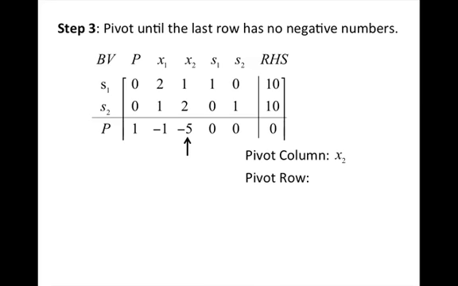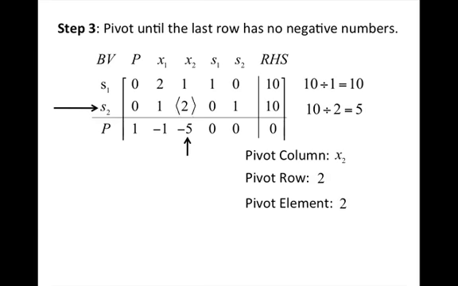Now I find my pivot row by dividing the right-hand side by the x sub 2 values. So 10 divided by 1 is 10. 10 divided by 2 is 5. I take the smallest one that's not negative, which is the 5. So row 2 is my pivot row. Then my pivot element is the number that's in the pivot row and the pivot column, which is a 2.